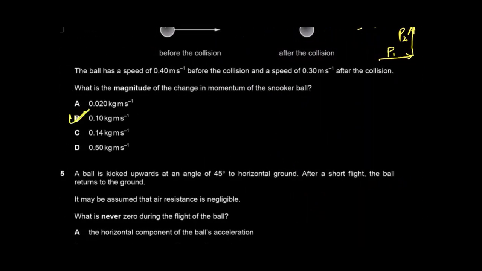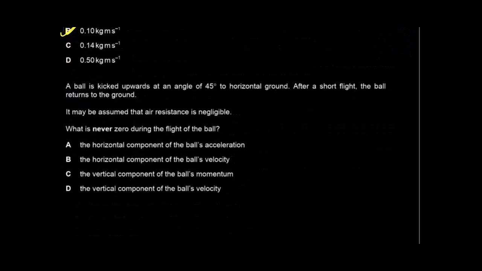So out of this, option B is correct. A ball is kicked upward at an angle of 45 degrees to the horizontal ground. After a short flight the ball returned to the ground. It may be assumed that the air resistance is negligible. What is never zero during the flight of the ball?